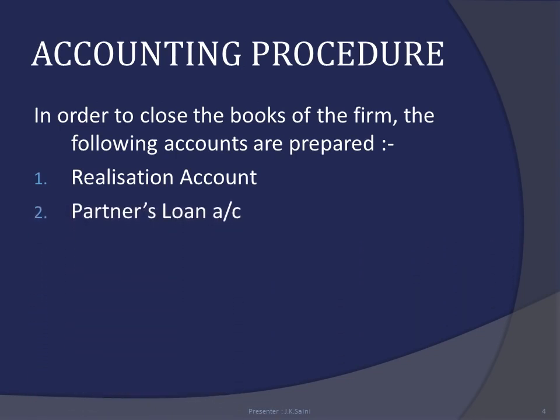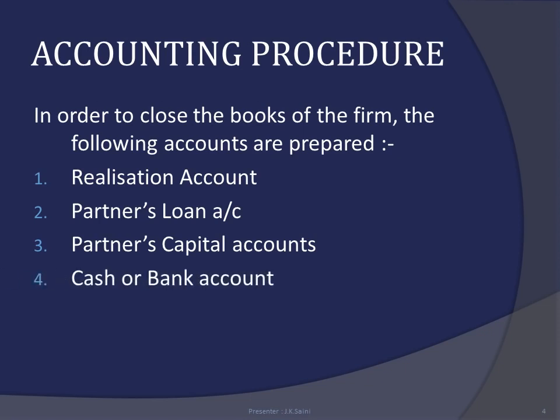Partner's loan account at number 2, that is after selling the assets and payment of outside liabilities, the loan is to be paid. The double entry is completed and partners' capital accounts are prepared. These are personal accounts, basically prepared to find out how much balance is due to the partner or it is due from the partner. And finally, the cash and bank account, the balances are closed.